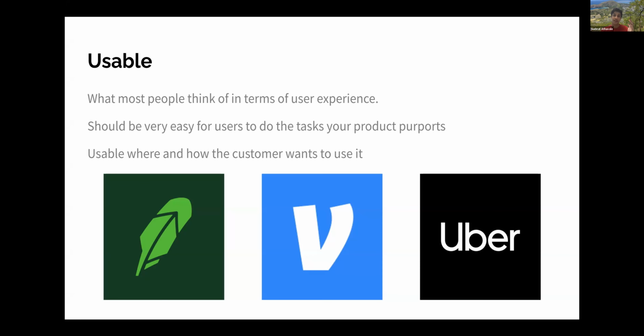Robinhood, they did retail investing. They did the same thing for retail investing that these other two did, where they did something that people were doing before, but just made it far easier to use. So when you're thinking as a developer, when you're making something, really think about what your customers are going to want out of this, and really think about how it could be usable.